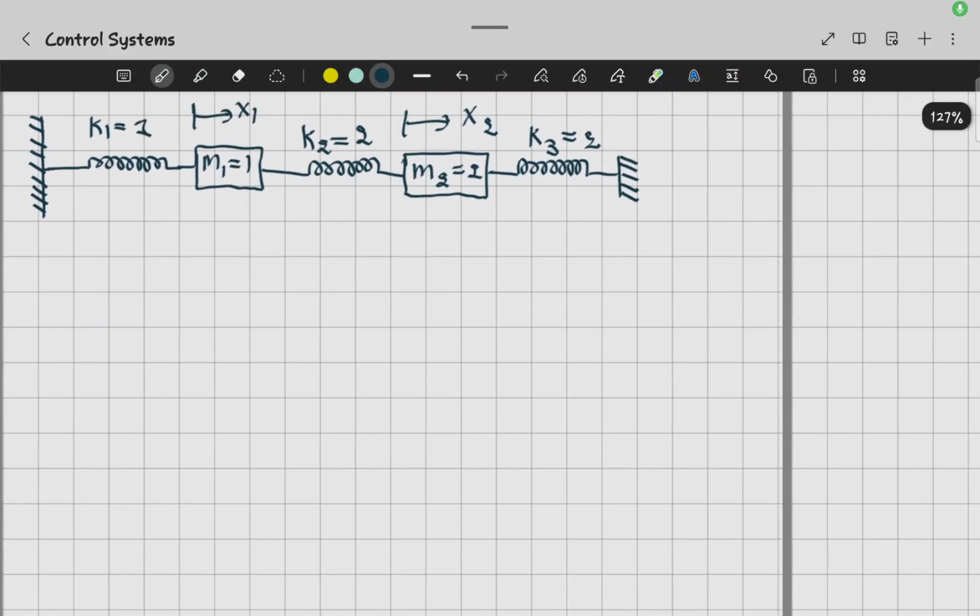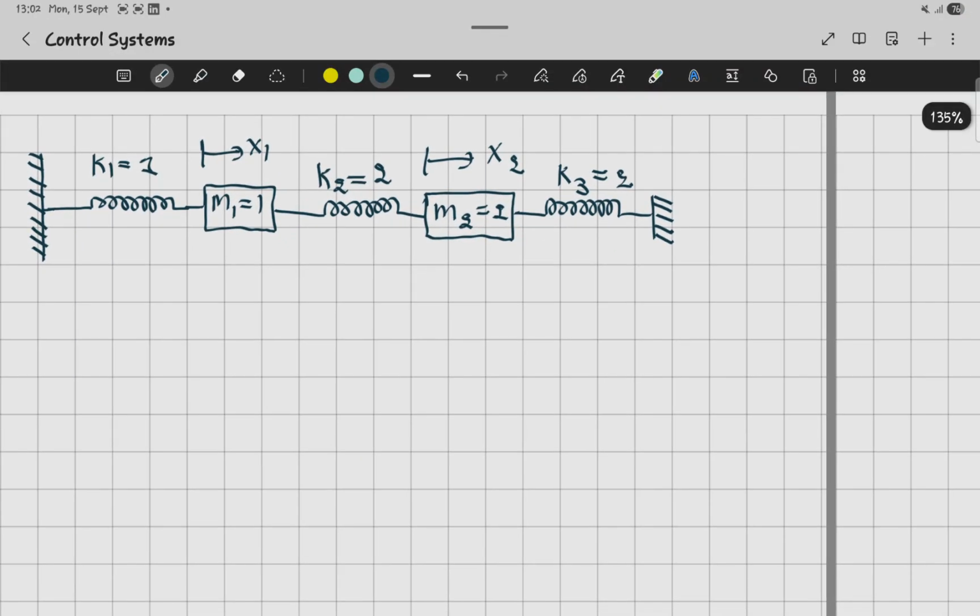Question. How do we go about solving this question? You need to pay attention to the mass. We do have mass 1 and mass 2. So we're going to work this, and remember that everything on this side is going to be based on x1. So x1 is going to be applied to mass 1 and k1.